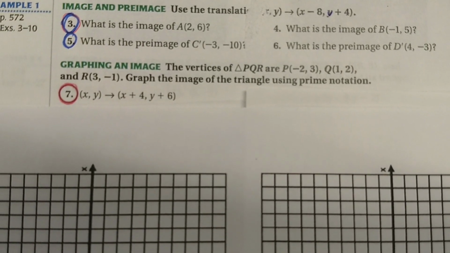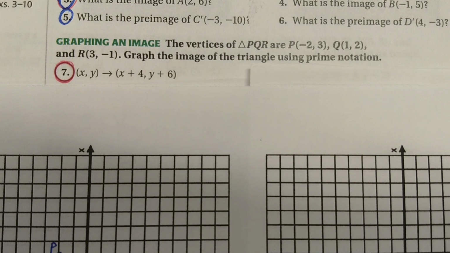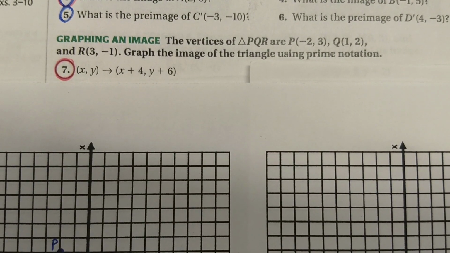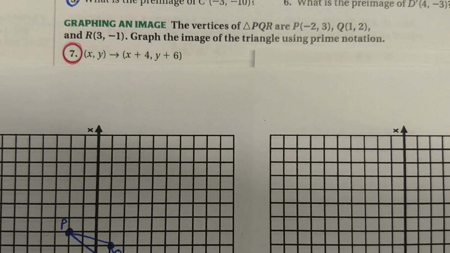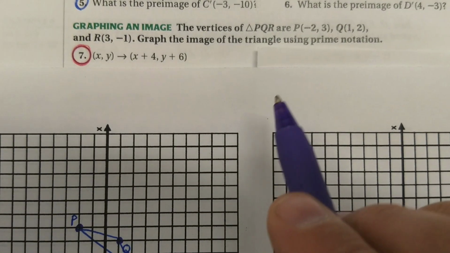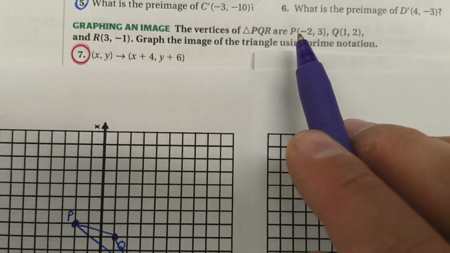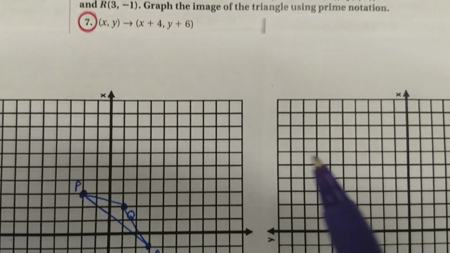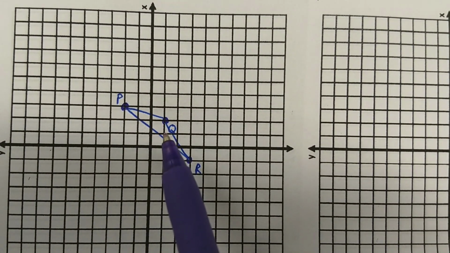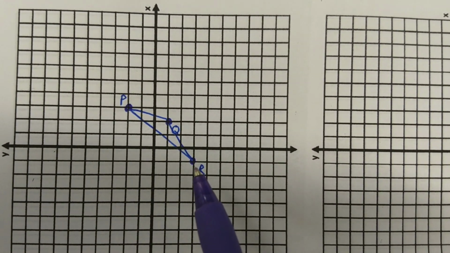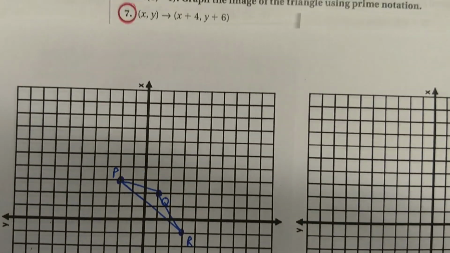We're taking just a small step forward, where instead of graphing just an individual point based on prime notation, we're actually graphing an entire image, in this case a triangle. Okay, so we're given the fact that we've got a triangle called PQR, and these are the 3 points. I've graphed those below. Here's P at -2, 3, Q is at 1, 2, and R is at 3, -1, so that's what the triangle looks like when you connect those 3 points.